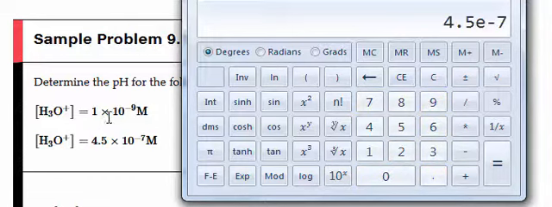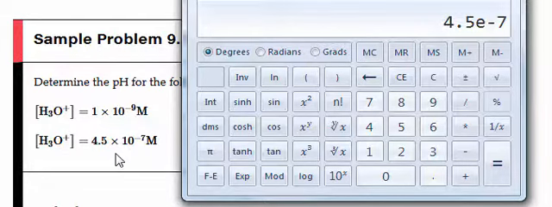And that makes sense. My concentration of hydronium is 1 times 10 to the minus 9. It's a concentration less than 1 times 10 to the minus 7. So I would expect a basic pH. And 9 is higher than 7, so that's a basic pH.